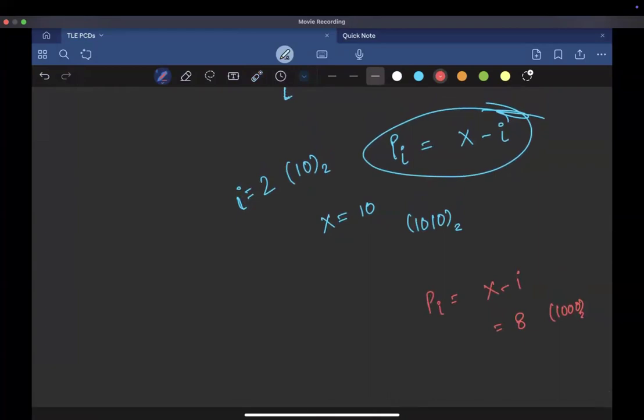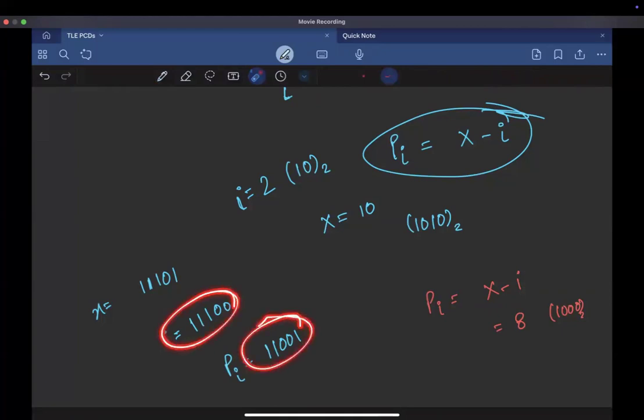So if you, let's say, had something like X equal to 11101, and I was equal to 11100, and if you end up choosing PI equal to 11001, they are still having their bitwise or equal to X here. But the problem is you just wasted this number. You could have just picked up this guy also.